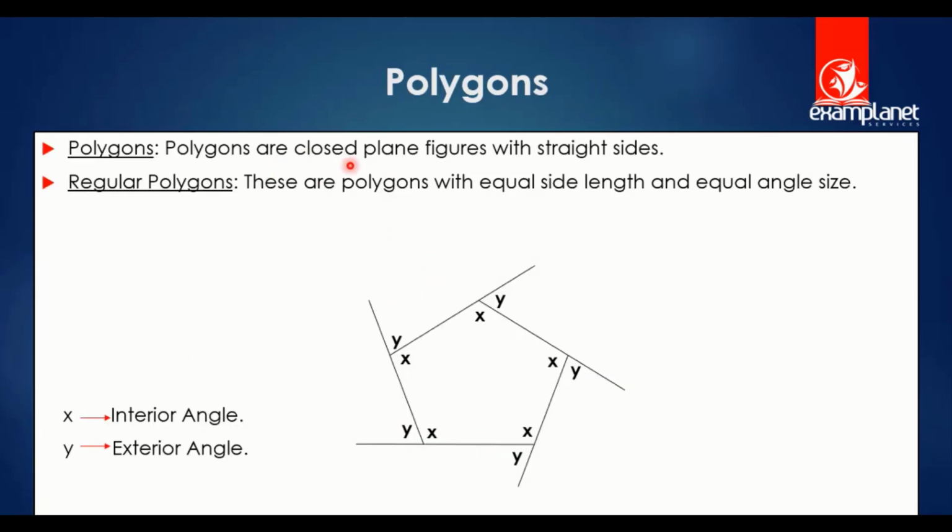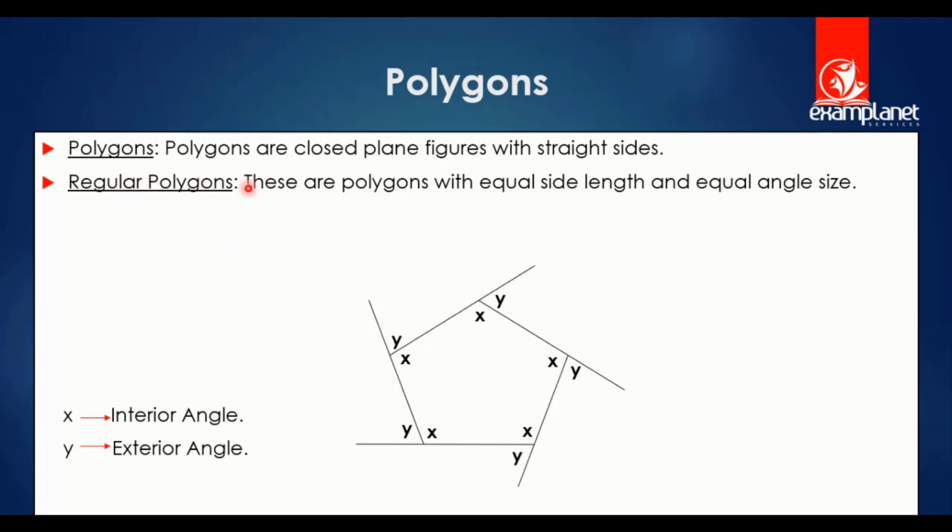Okay, now quickly to the last part of the lesson, which is polygons. Polygons are closed plane figures with straight sides. So when I talk about polygons, I'm talking about figures that are closed and have straight sides. Your polygon must be closed. If it's not closed, then it's not a polygon. It must be closed and the sides must all be straight. The sides may be equal in length, they may not be equal in length, but as long as they are closed and straight, you have a polygon.